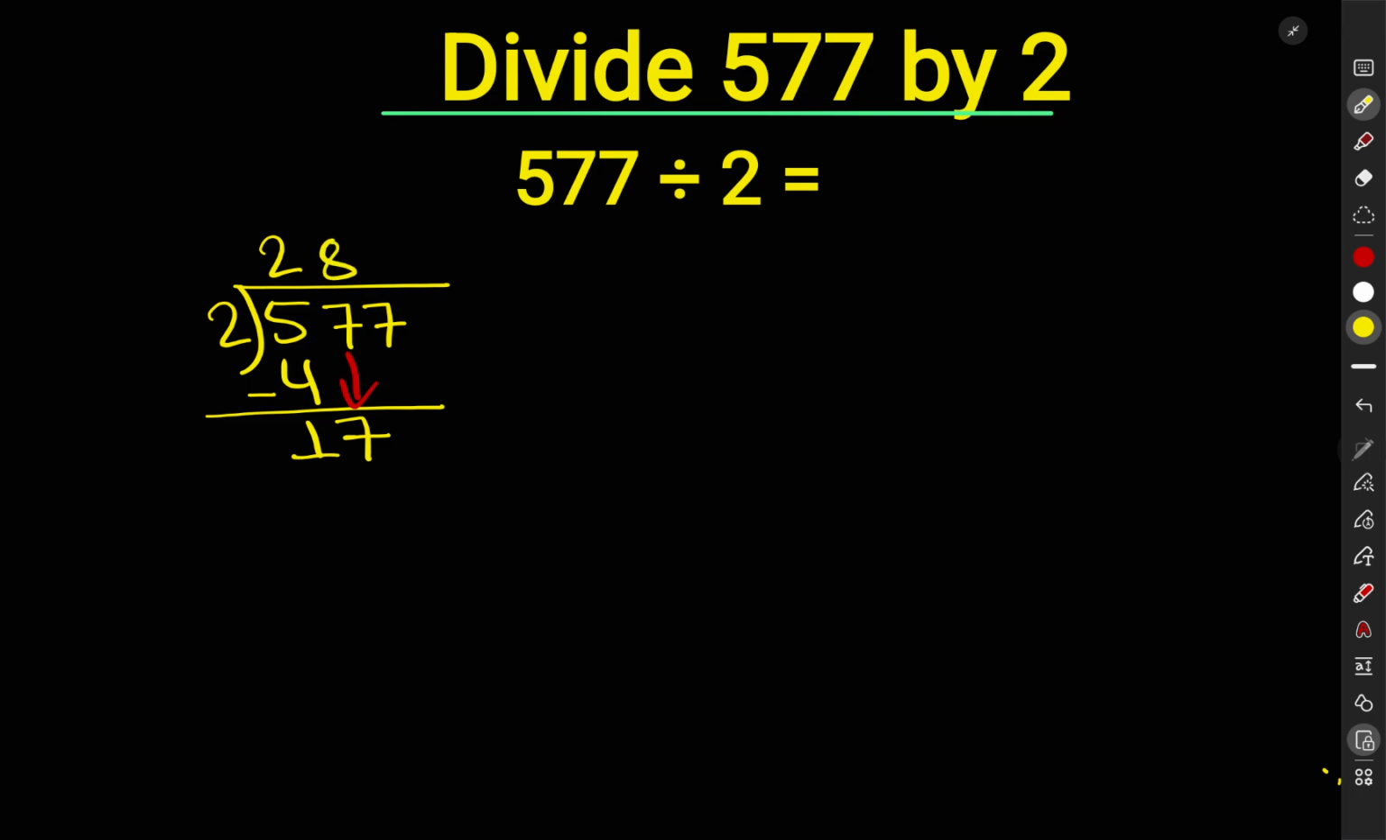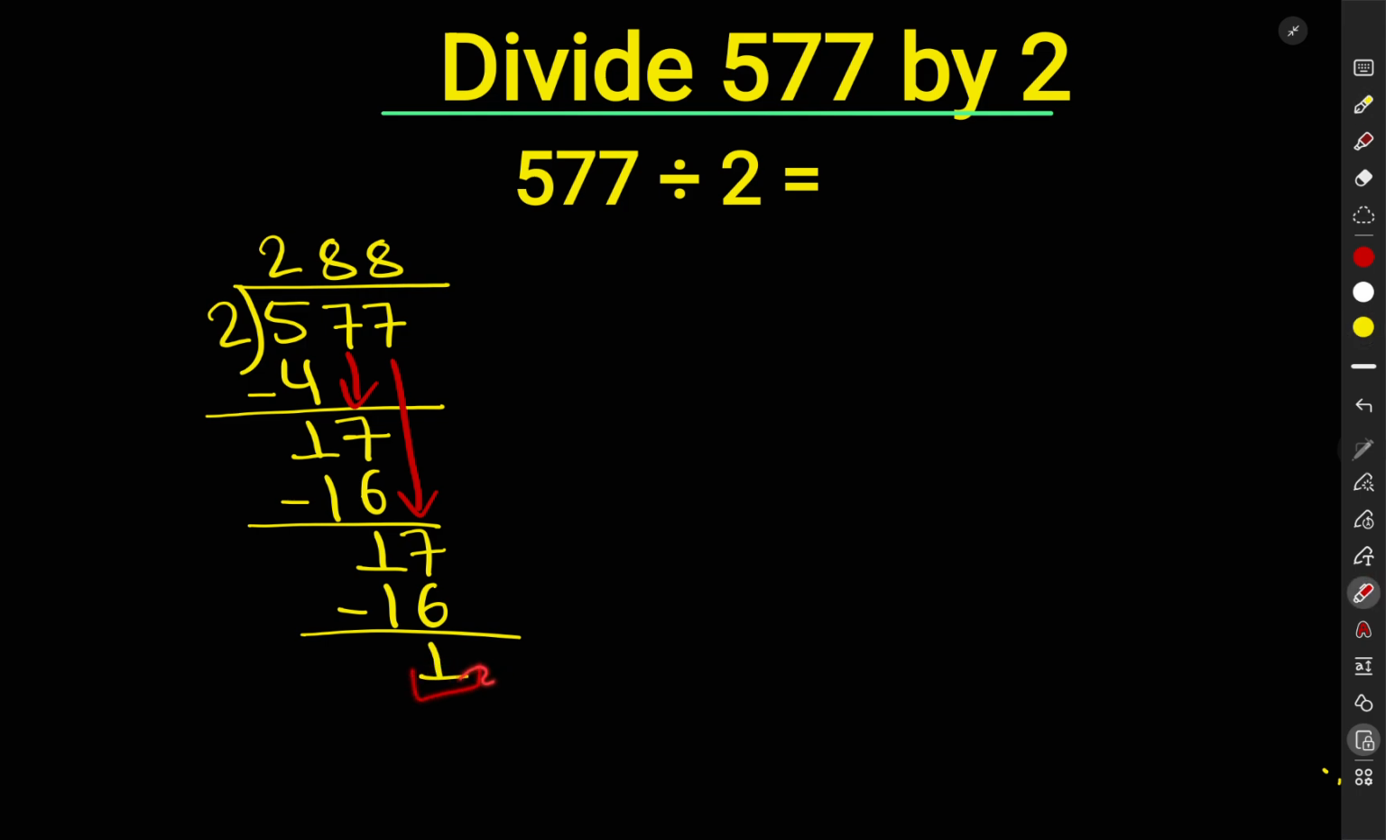So 2 times 8 is 16. On subtracting we get 1. So again we put down this 7 and it is 17. So 2 times 8 is 16. On subtracting we get 1.